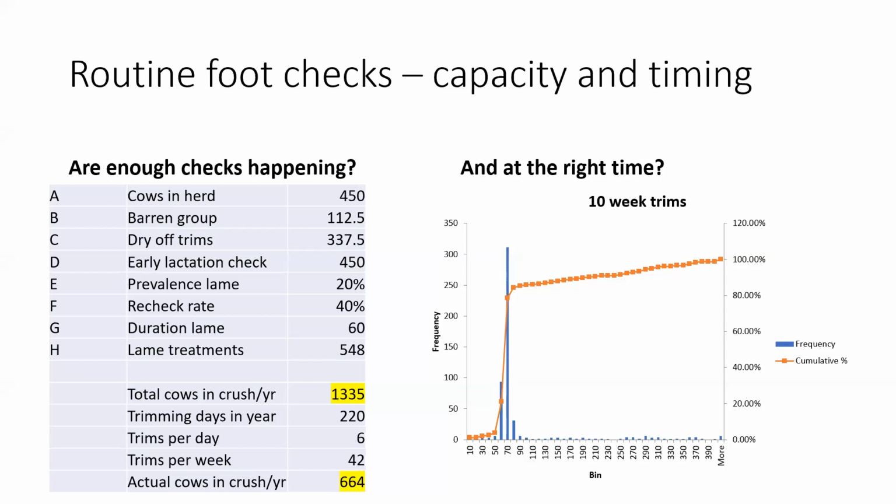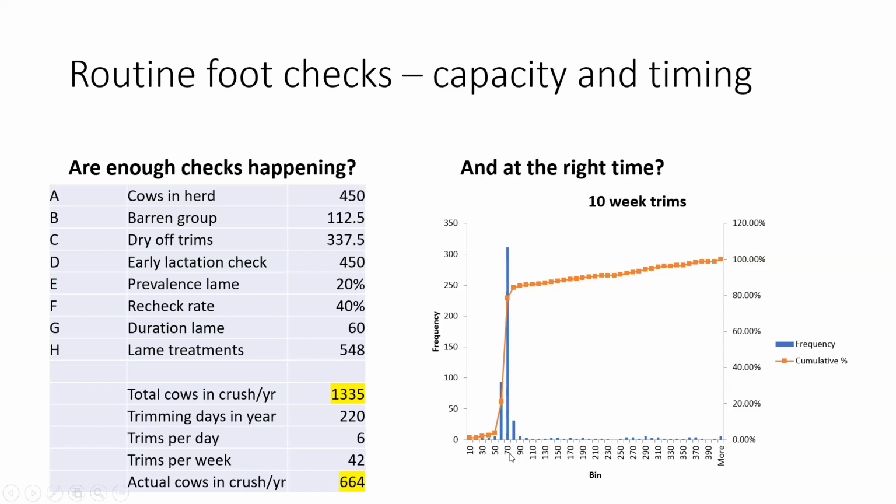And actually what they were achieving was 660, which clearly indicated they needed to double their capacity in order to meet the number of routine foot checks that would be ideal for them. Now, of course, that number might have been right, because the early lactation checks might have been on a selected number, and maybe some of them had been seen before that 10-week foot check. So there's a number of things you want to take into account with the discussion, but plotting their routine foot checks on a histogram revealed it. They were being very disciplined.